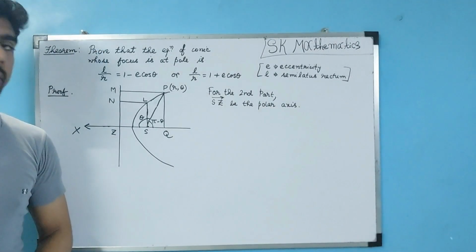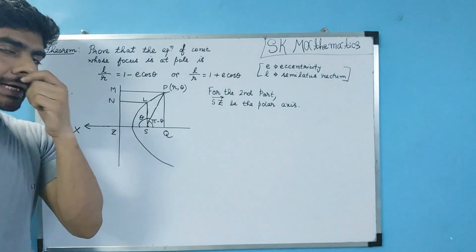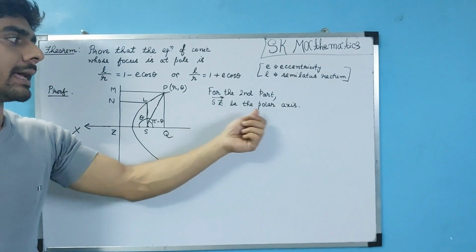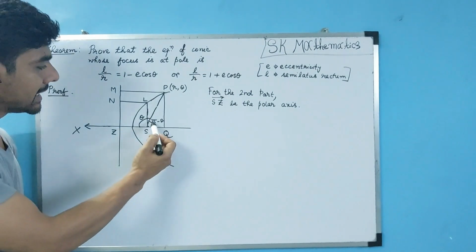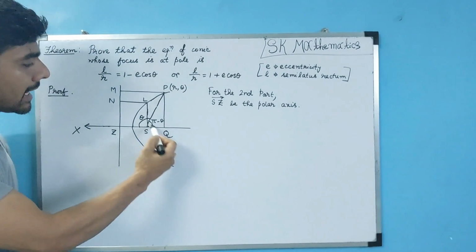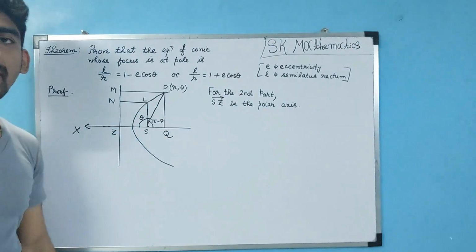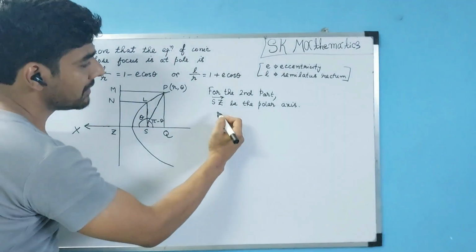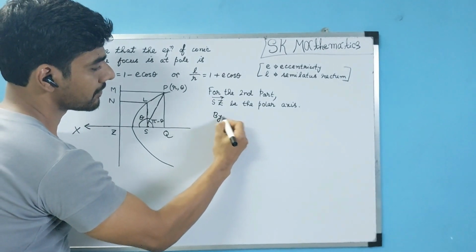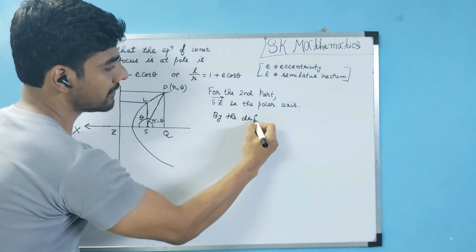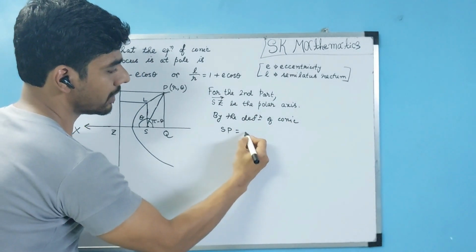Now for the second part. For the second part, to prove L by r equal to 1 plus e cos theta, as you can see, we let Sz be the polar axis. So Sz is the polar axis. For the change, you can see that this is the theta angle, so this is the pi minus theta angle. Angle ESQ equal to pi minus theta. Now, as in the previous part, we will use the definition of a conic. By the definition of a conic, we can write SP equal to e PM.